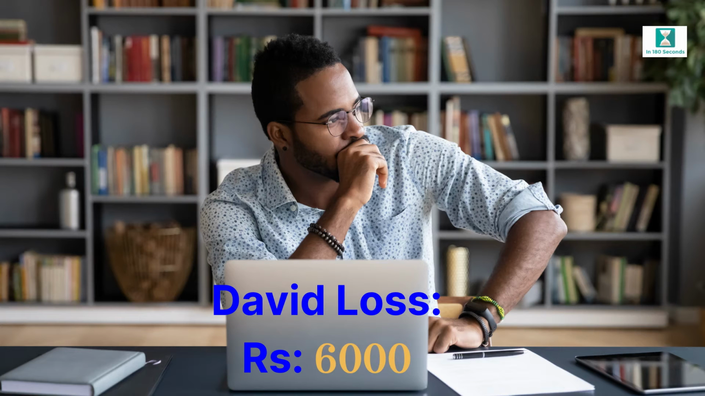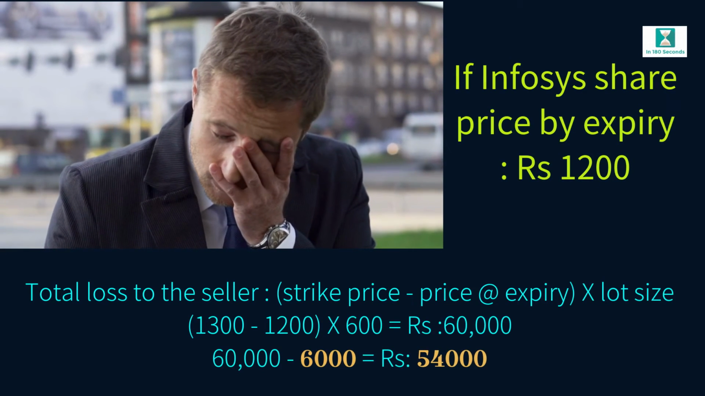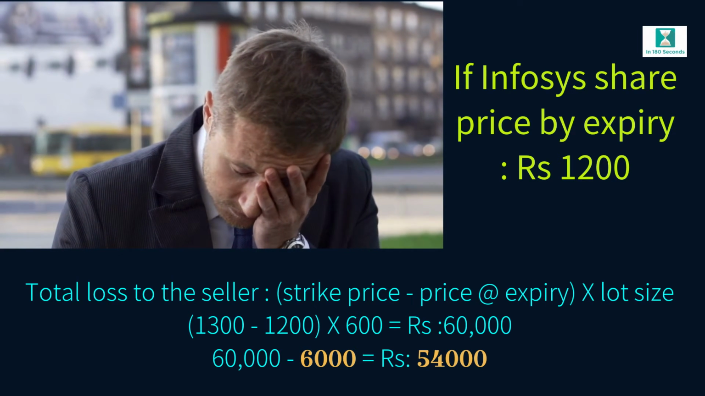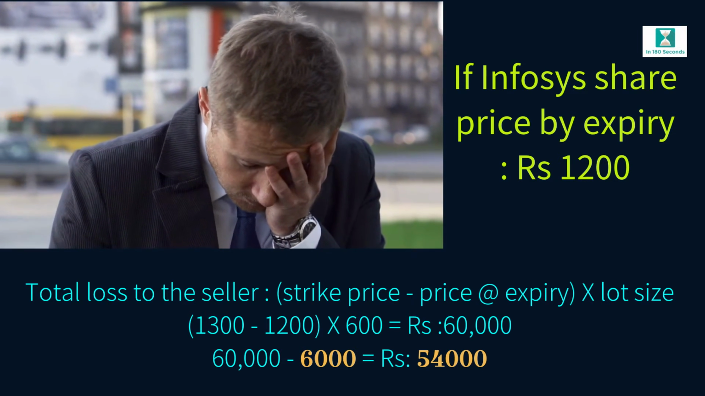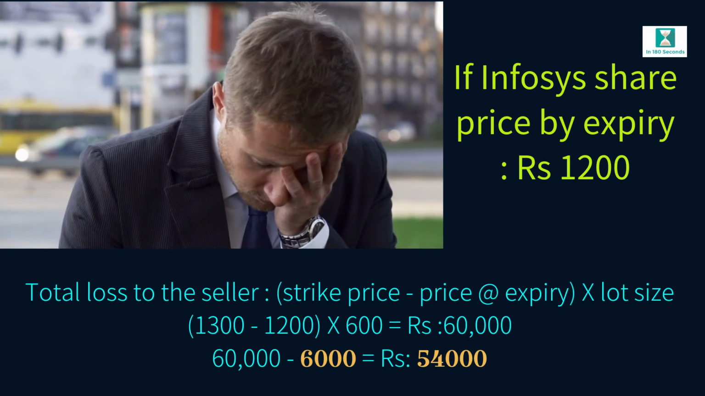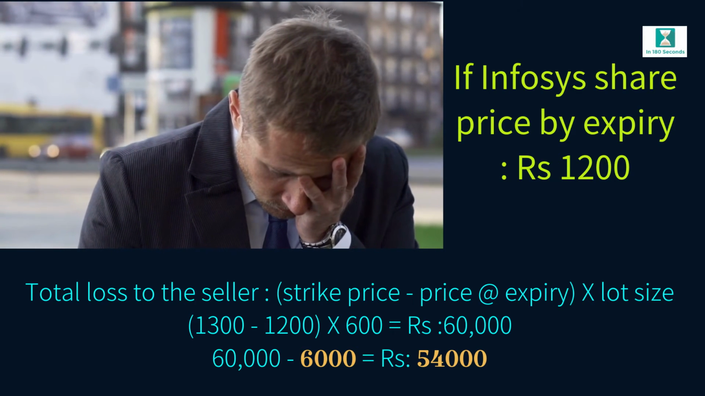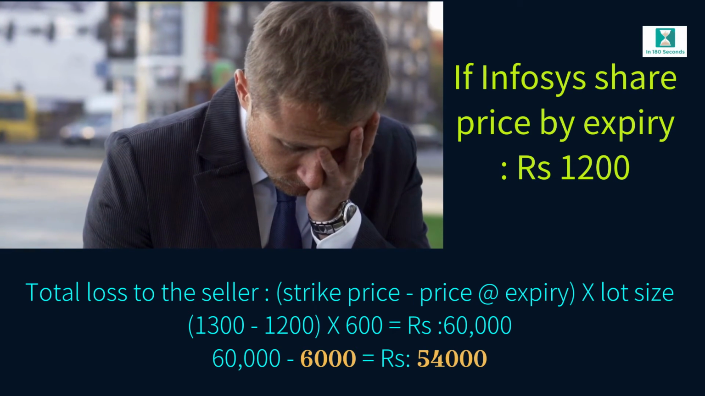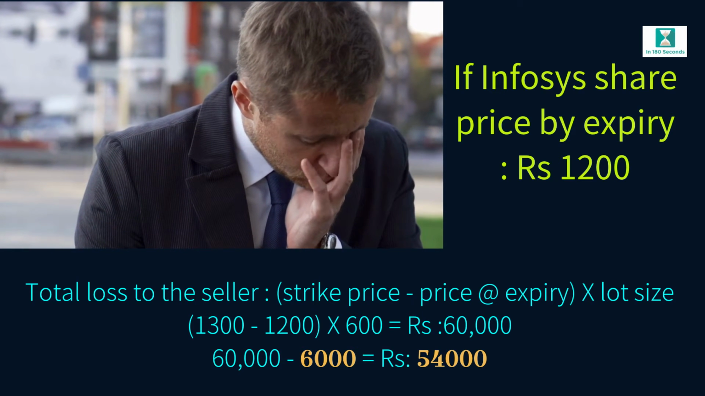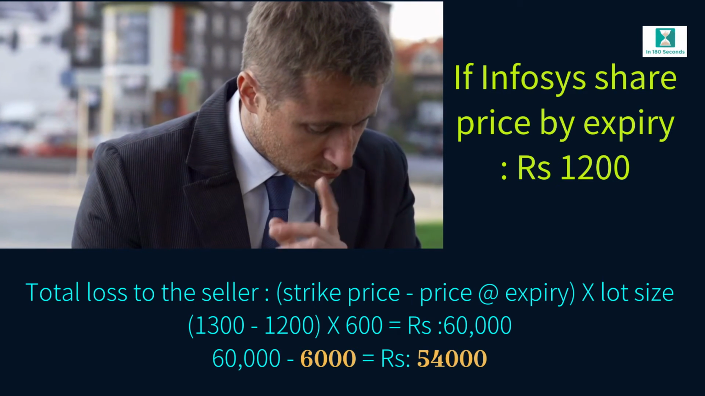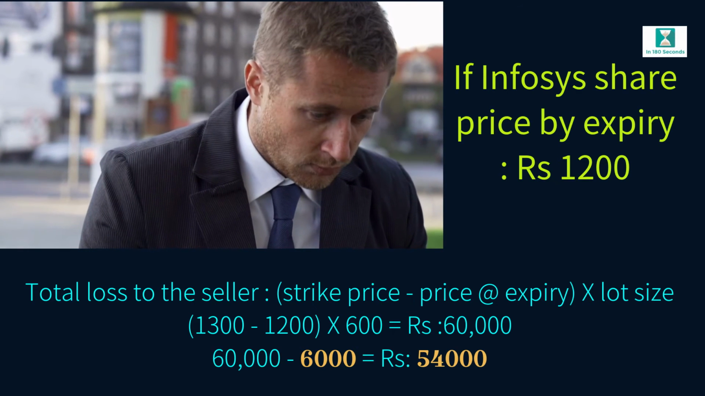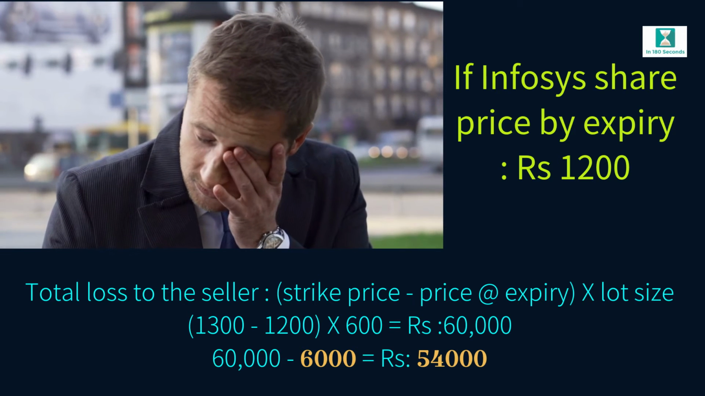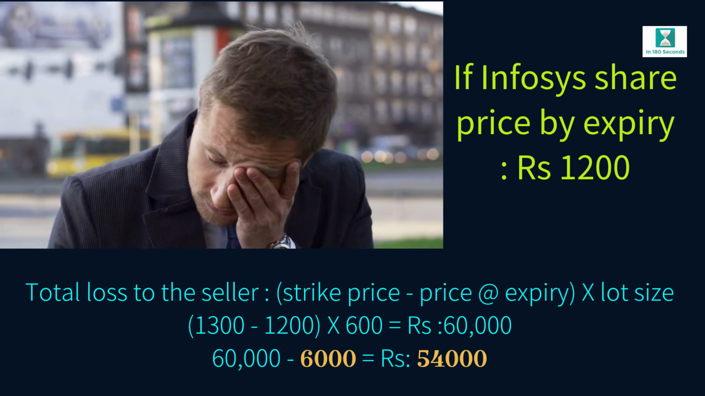Now, if the price of Infosys share goes to Rs 1,200 by expiry, then Peter is obligated to give the right for the 600 shares of Infosys to David, to sell them at a price of Rs 1,300, although the current market price is Rs 1,200. So Peter bears the difference. Which means he would end up with a loss of 1,300 minus 1,200 for each share of Infosys. Remember the deal was done on a one lot of Infosys. So the total loss would be Rs 60,000.